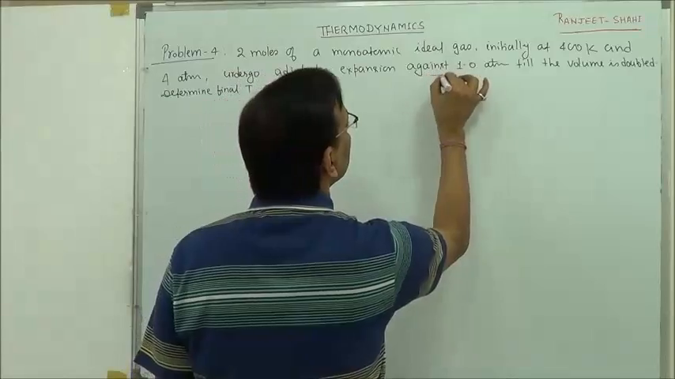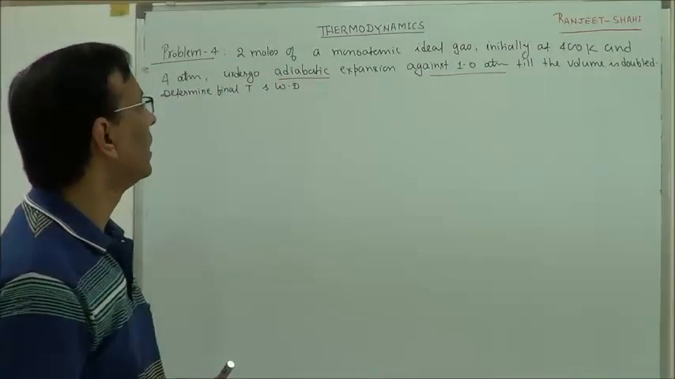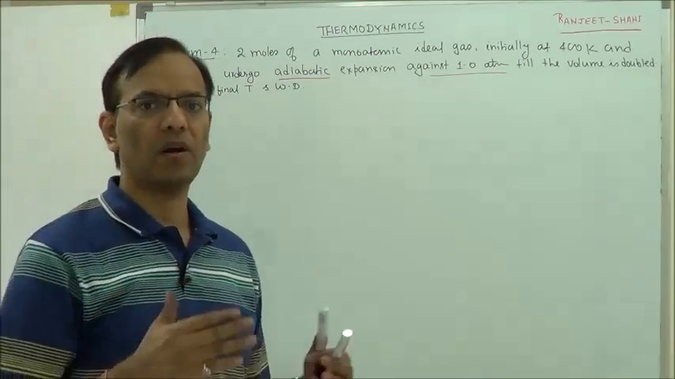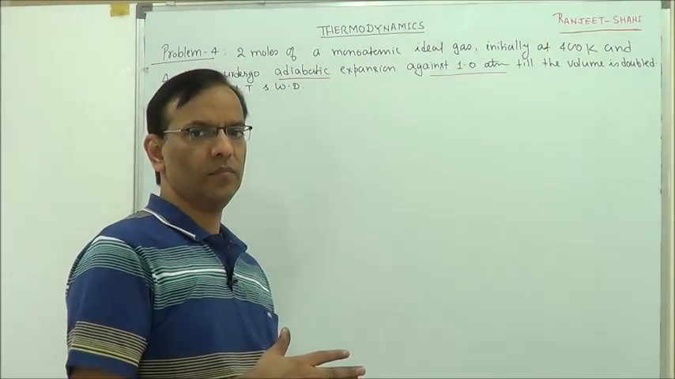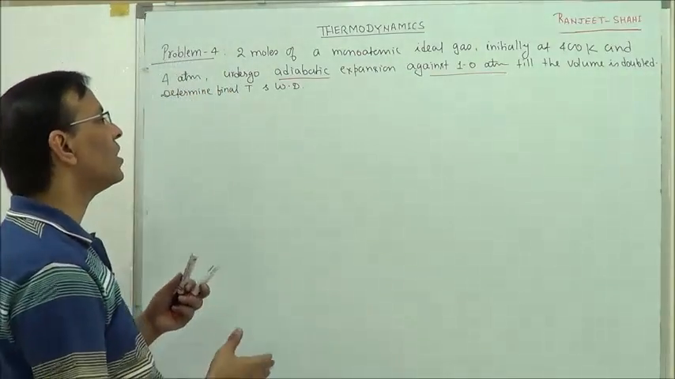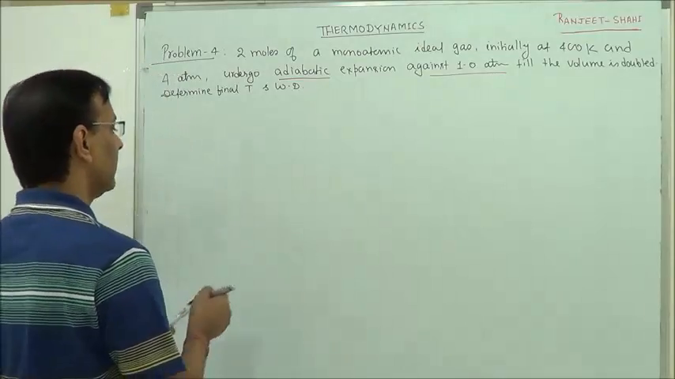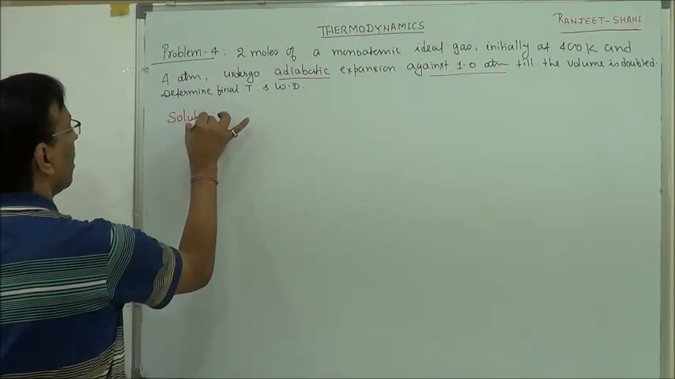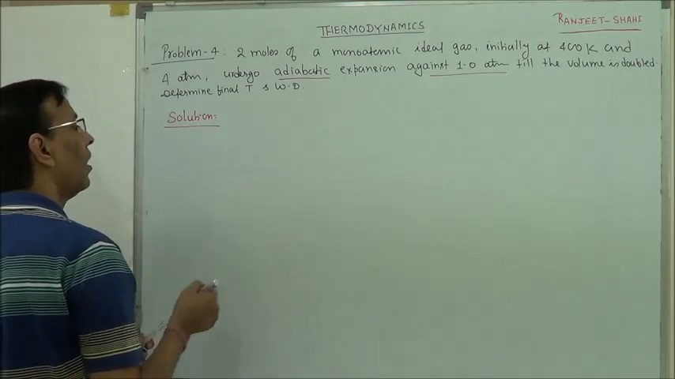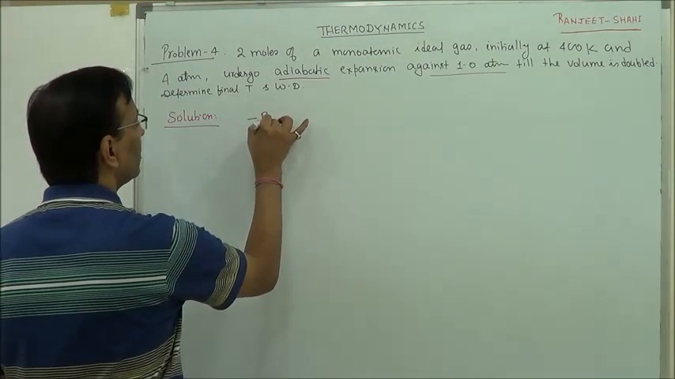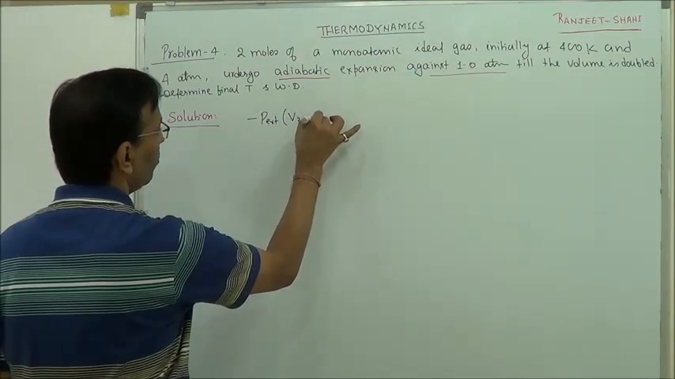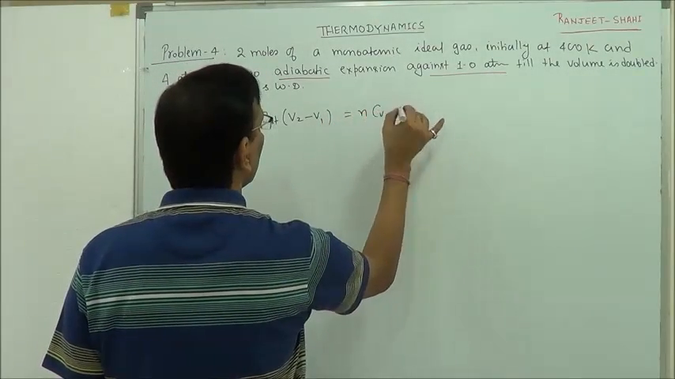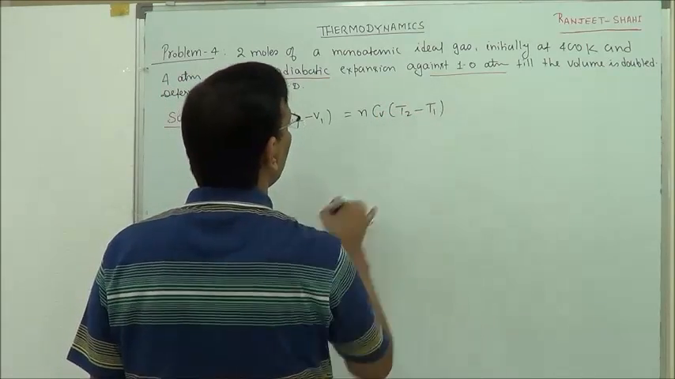Adiabatic expansion against 1 atmosphere indicates that it is a case of irreversible adiabatic expansion, and therefore we'll have to use the relation of irreversible process, that we have just seen: minus P external into delta V, which is V2 minus V1, is equal to nCV delta T, which is T2 minus T1.